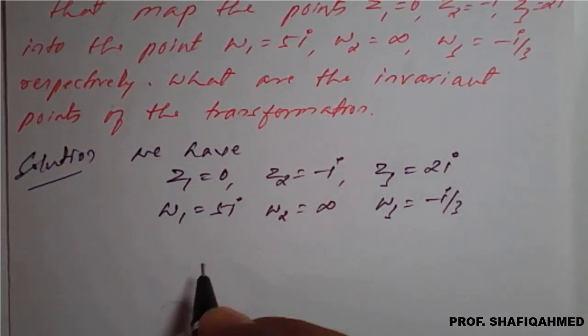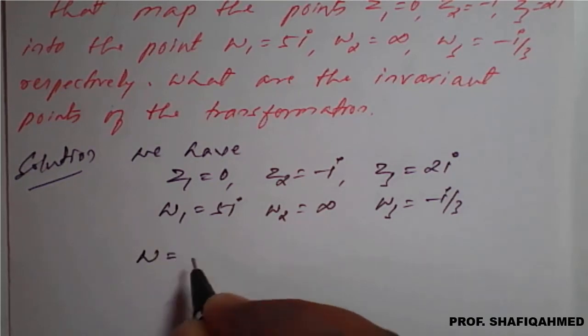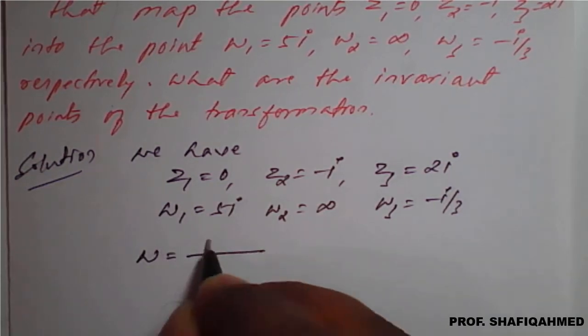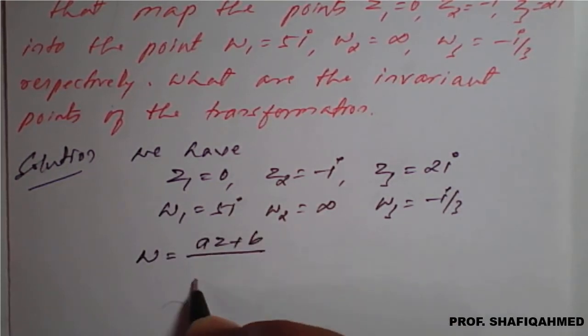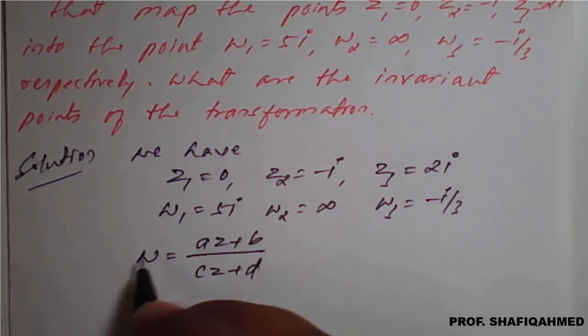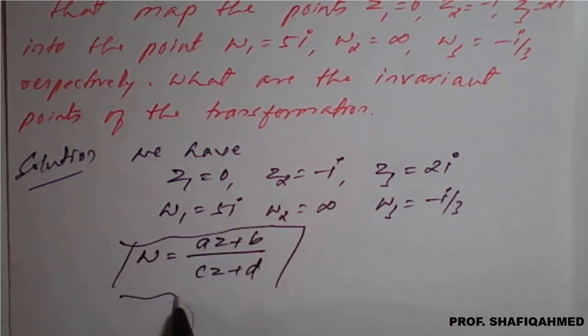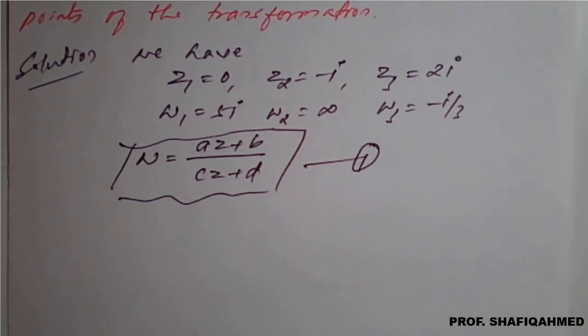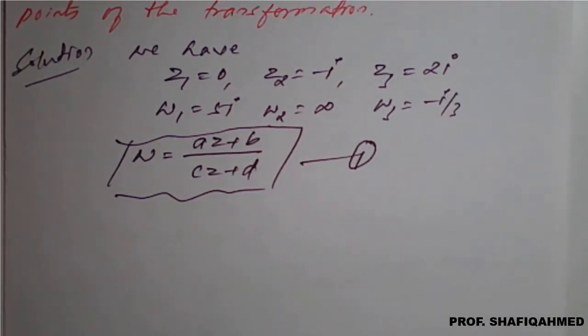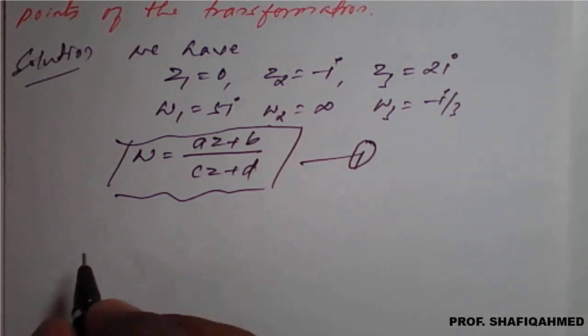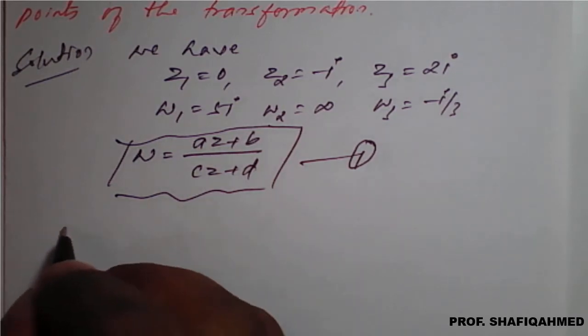For that, the formula is w = (az + b)/(cz + d), and we'll call this equation number 1. Using the pairs z1 with w1, z2 with w2, z3 with w3, we are going to get equations, and those equations we have to simplify. So let's see here.